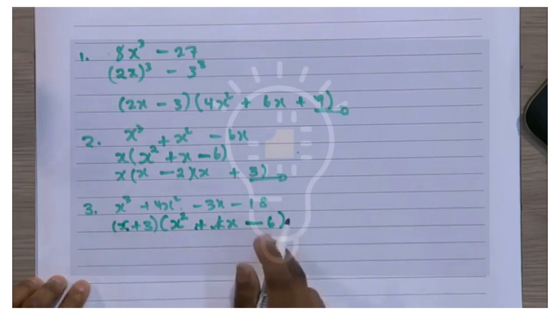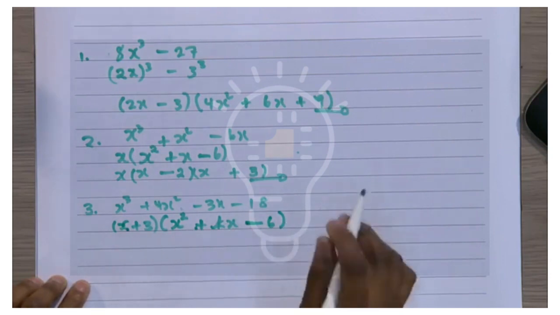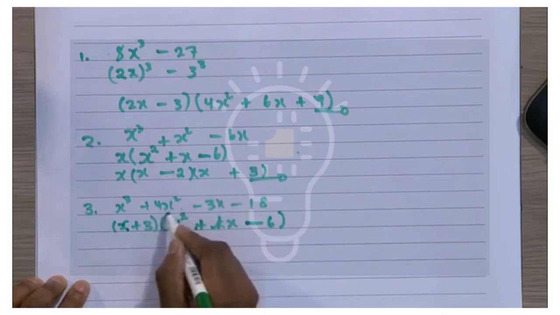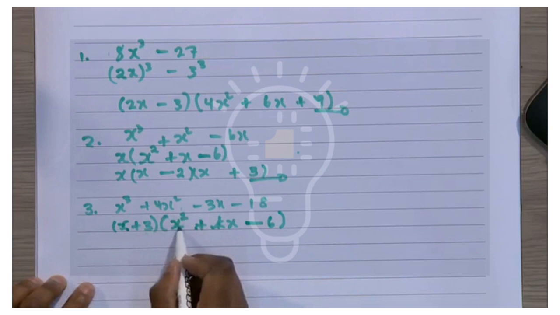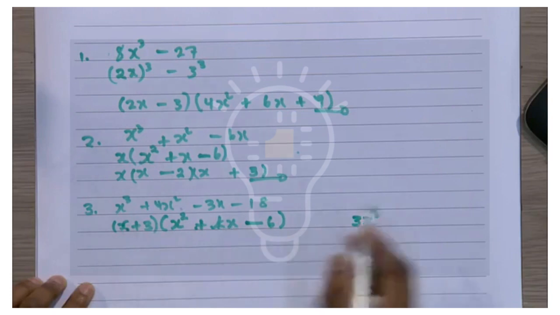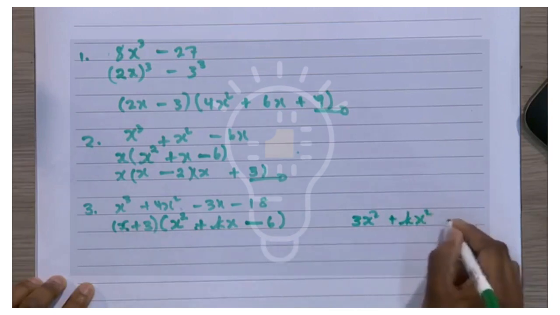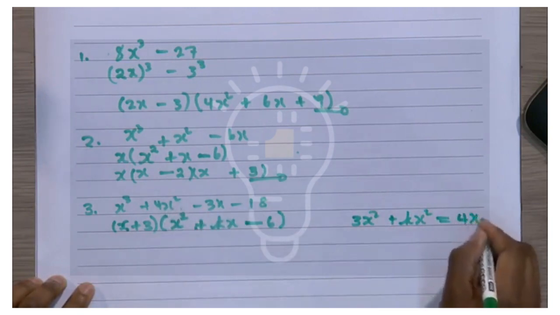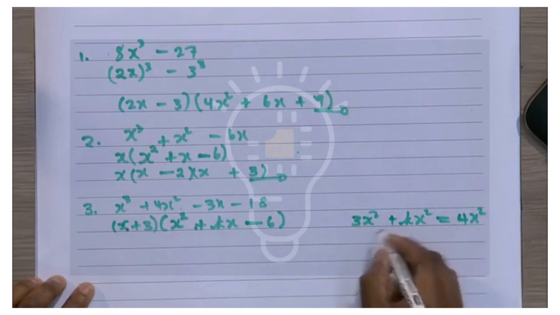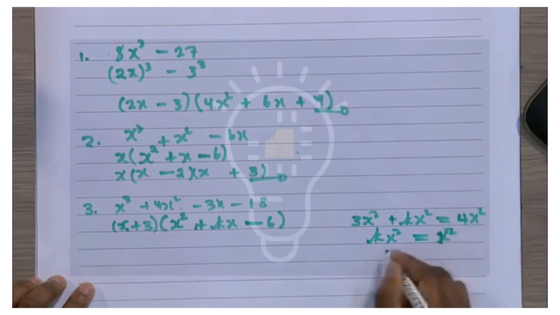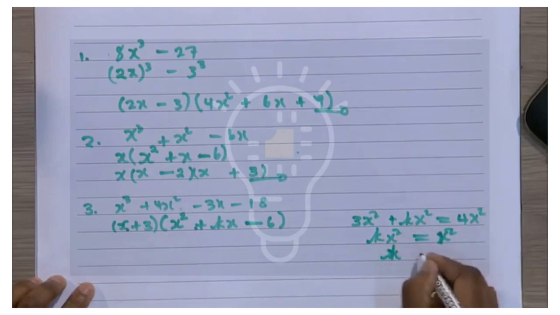Then we have to find the value of k. The easy way of finding the value of k is just to multiply this out and take the terms with x squared, and then compare those with the term with x squared in the original polynomial. If we multiply 3 with x squared, we'll be having 3x squared. Again, if we multiply x with kx, we'll be having kx squared. Now, the term with x squared in the polynomial is 4x squared. Taking this over, we'll be having 3x squared plus kx squared is equal to 4x squared. Then dividing on both sides by x squared, we're having k equals to 1.